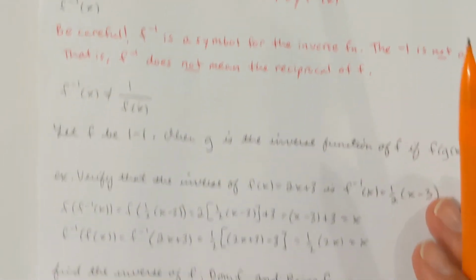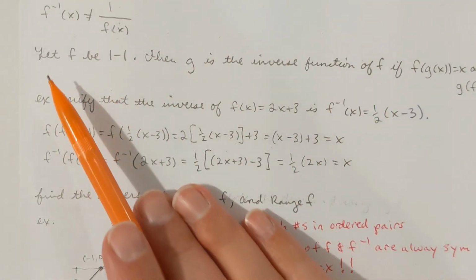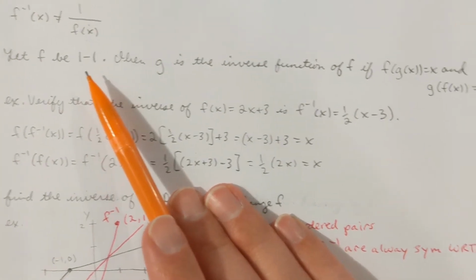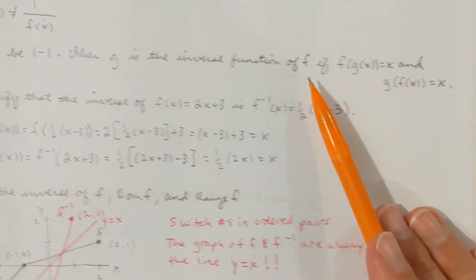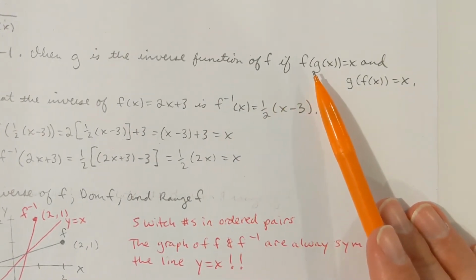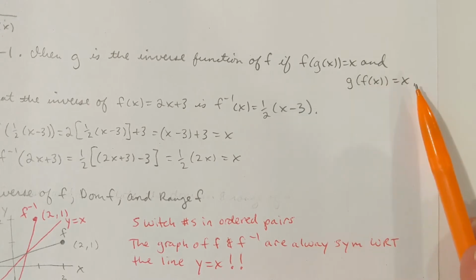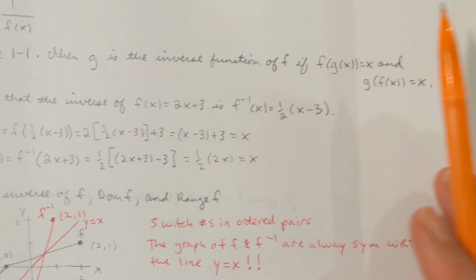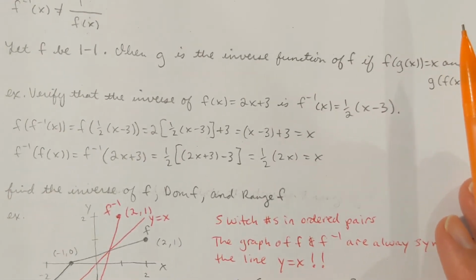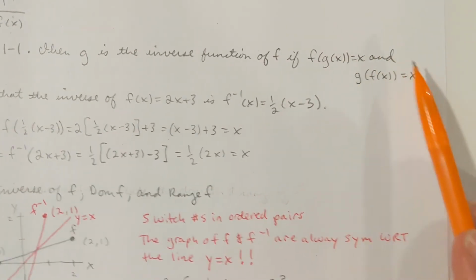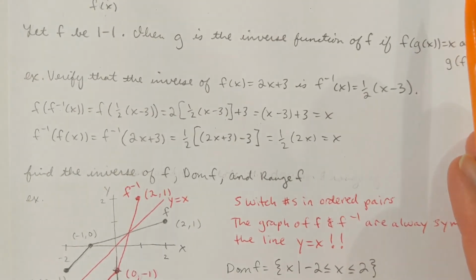All right, let f be 1 to 1, so that means that the inverse is a function. Then g is the inverse function of f if f composed g of x is x and g composed f of x is also x. The way to check if two functions are inverses of each other is through function composition. You've got to make sure that you get plain old x on each one of those.